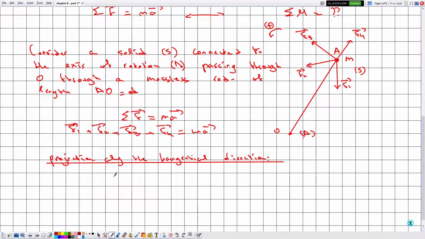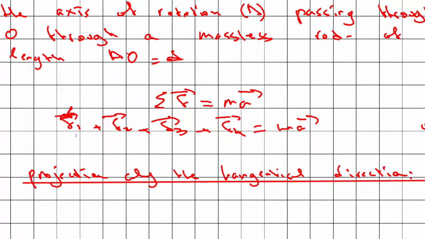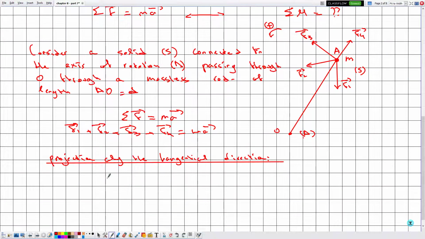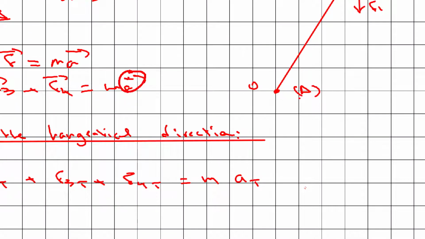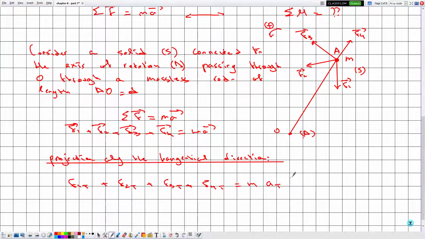Now projection along the tangential direction. In this case, we drop down all the vector quantities, and each vector quantity will carry the tangential direction. So F1 tangential plus F2 tangential plus F3 tangential plus F4 tangential is equal to M, which doesn't have any projection, multiplied by A tangential.